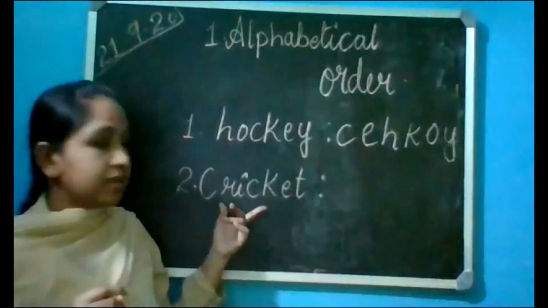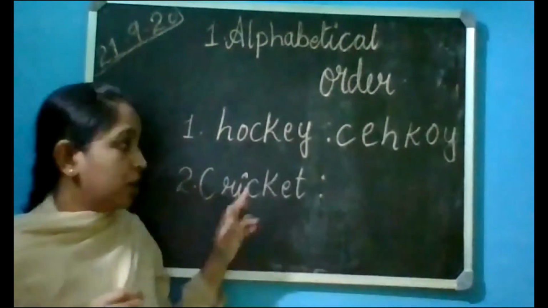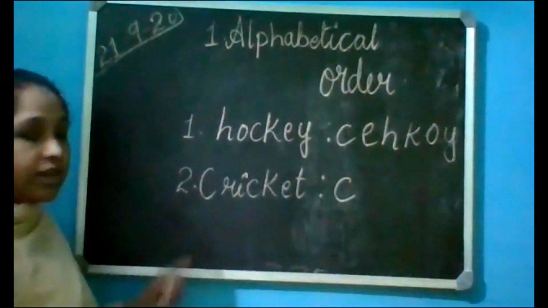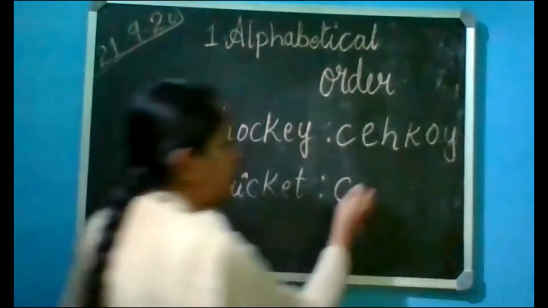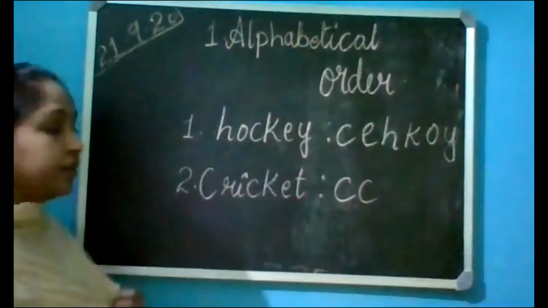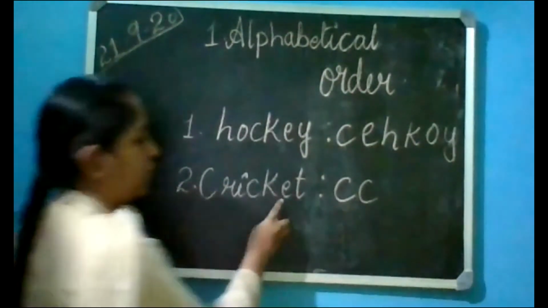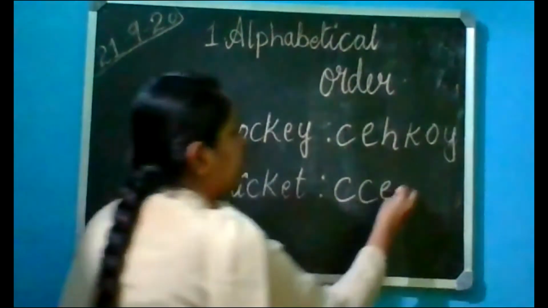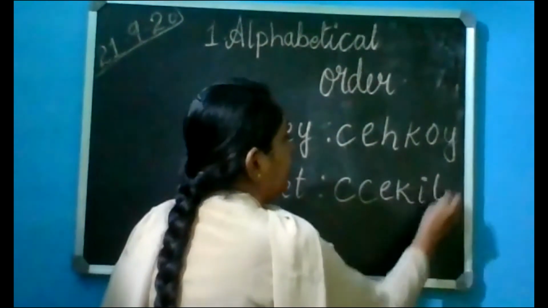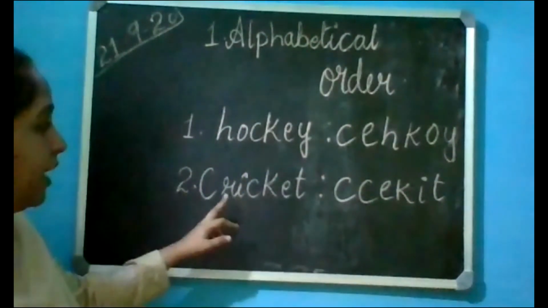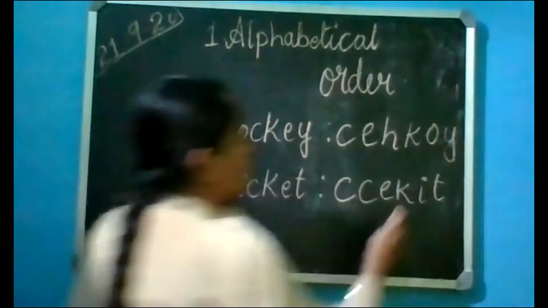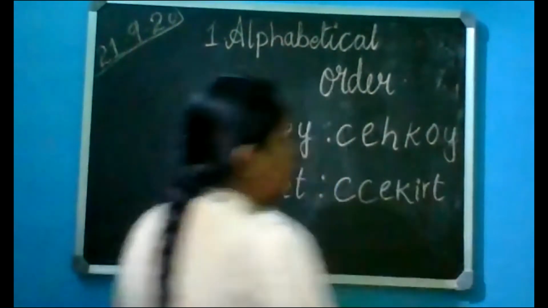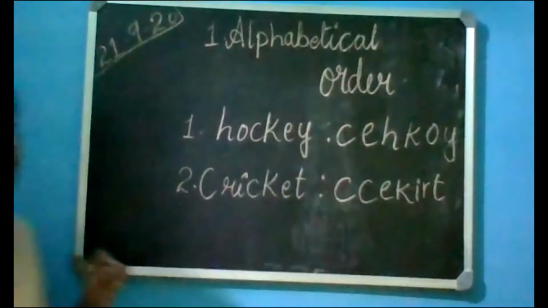Another example we have is cricket. First, which letter will come here? It is C. Since I have two C's here, I will write both the C's. Then what letter will come? It is E. Next, I'm going to get K, then I, T. I have missed out R here, so R will be coming. Here it is going to come this way.